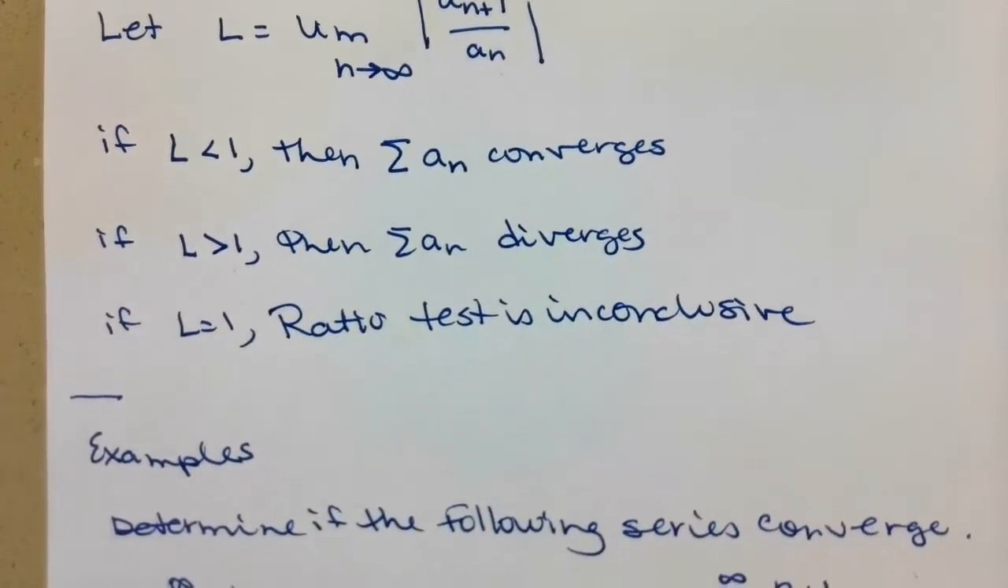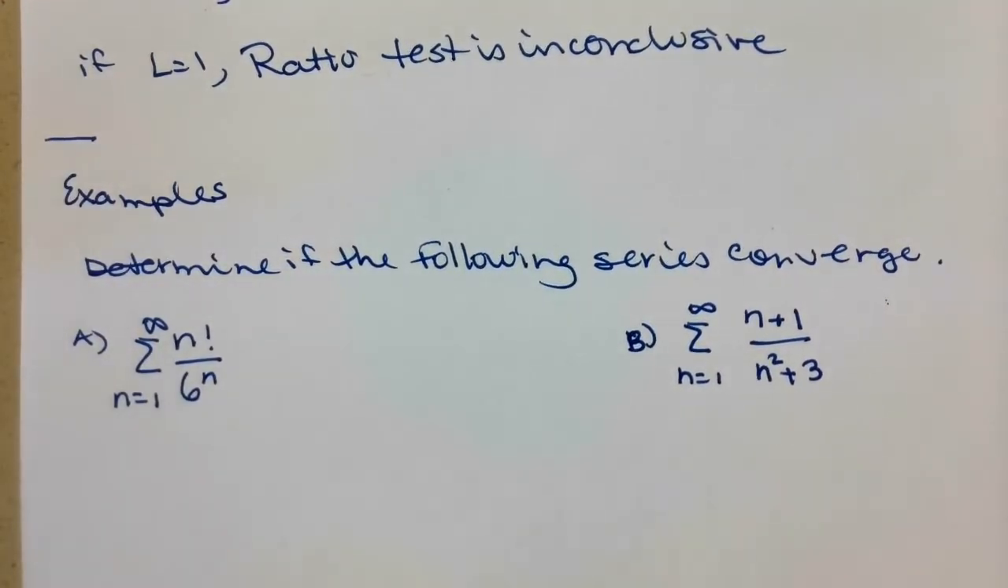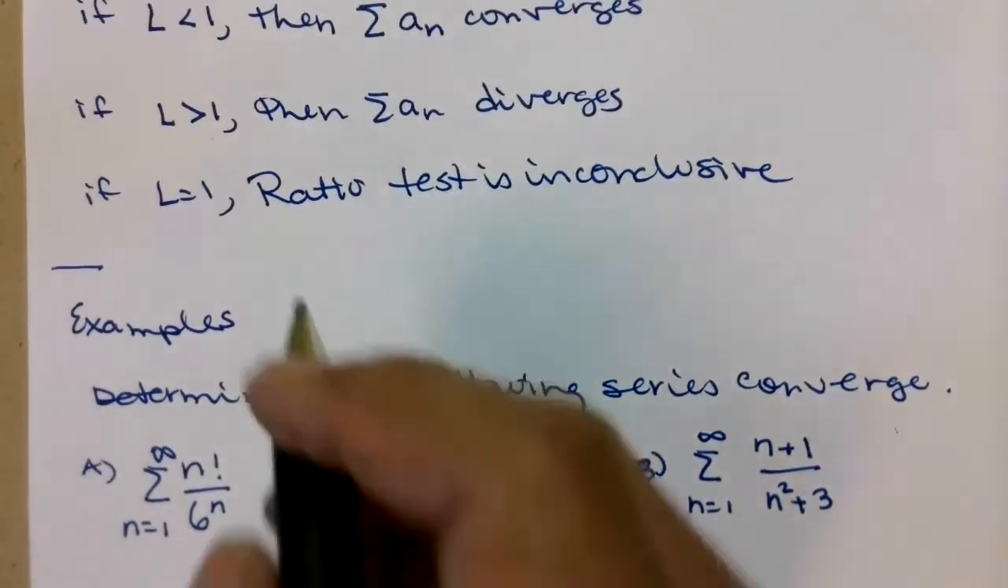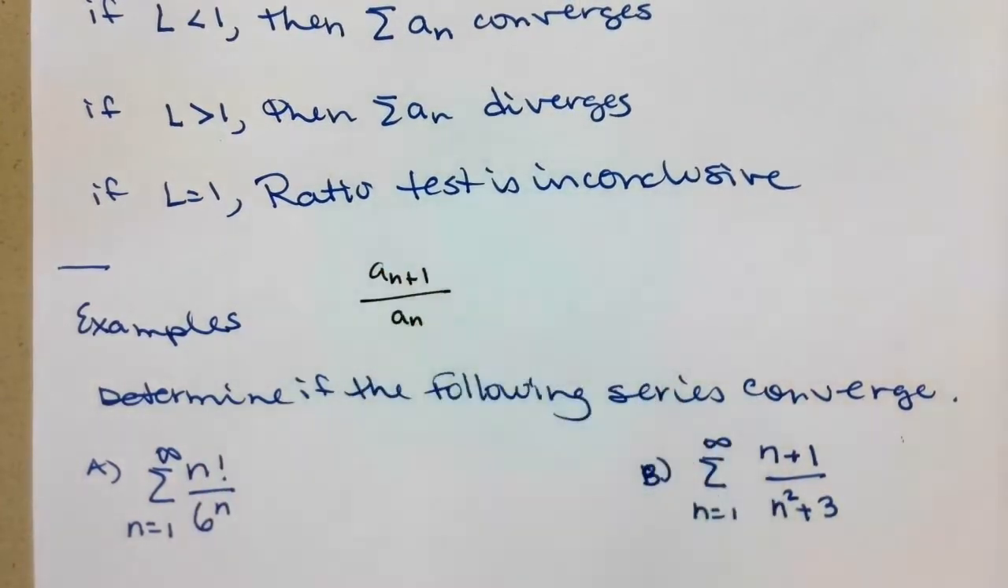Okay, so let's do some examples. I have 3 examples here, and we're going to determine if they converge or not. What we want to do is find the n plus first term, so we need a sub n plus 1. We're going to find a sub n plus 1 for all of these and a sub n, and we're going to make a fraction of them.